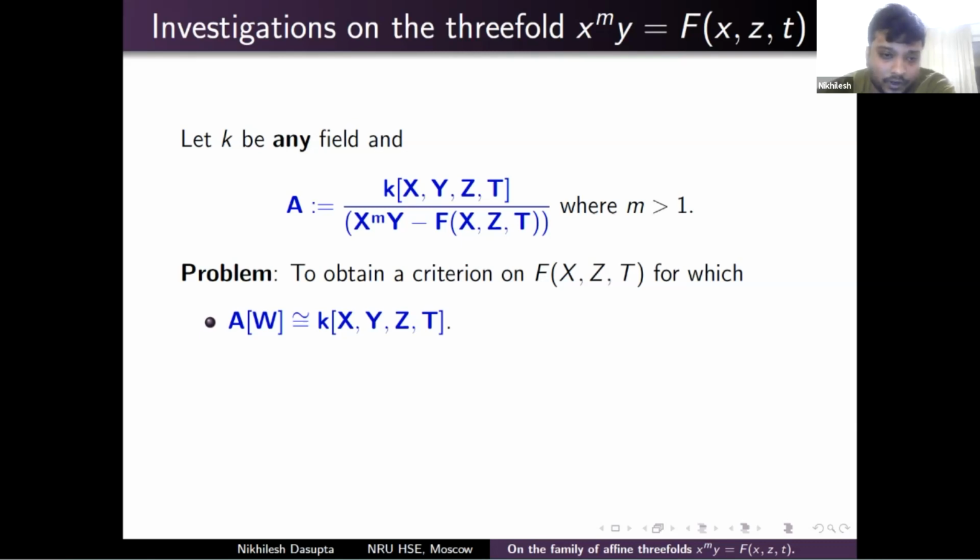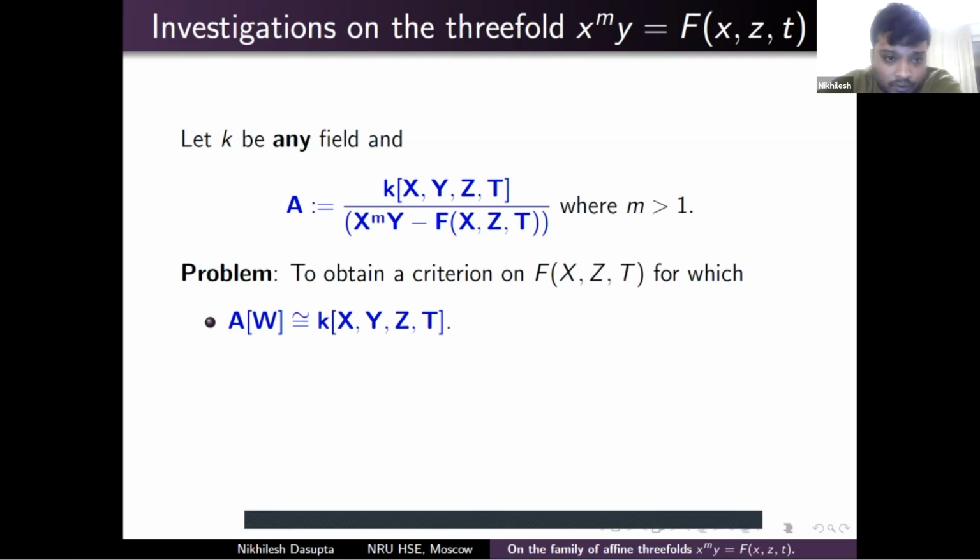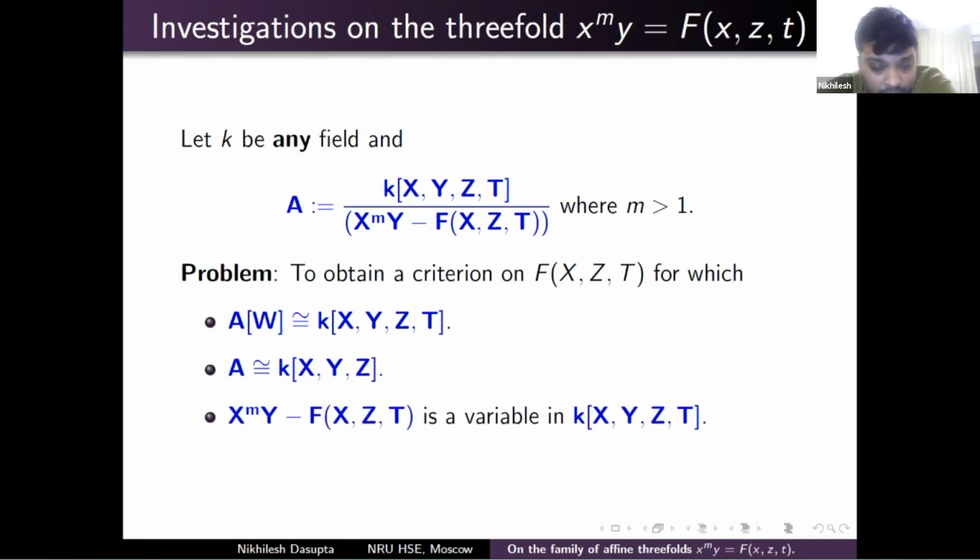What do I mean by stably a polynomial ring? If I adjoin one indeterminate to this algebra of regular functions A, I will have a polynomial ring in 4 variables. You can see A is of dimension 3. So if you add one variable, it should have dimension 4, and that also needs to be a polynomial ring over the field K. A should be isomorphic to the polynomial algebra in 3 variables over K. And for this hypersurface x^m y - f(x, z, t), we also wish to see when this becomes a variable in k[x, y, z].